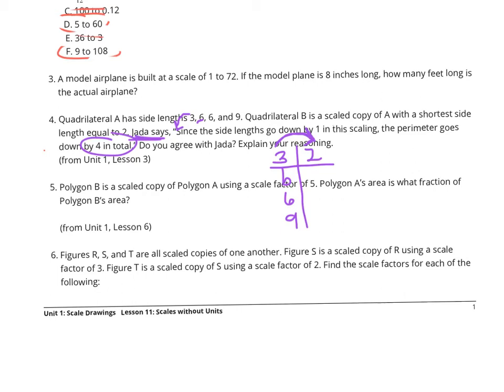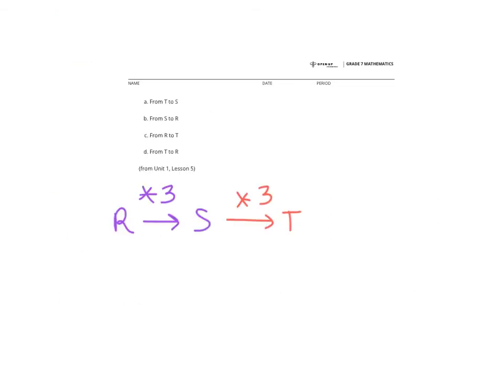We skipped question 5, and we moved on to question 6. Figures R, S, and T are scale copies of one another. Figure S is a scale copy using a scale factor of 3. T is a scale copy of S using a scale factor of 2. Find the scale factors for each of the following. Okay, so using that information from the bottom of the last page, the scale factor from R to S would be times 3, and the scale factor from S to T is times 2. Sorry, I wrote that down wrong.